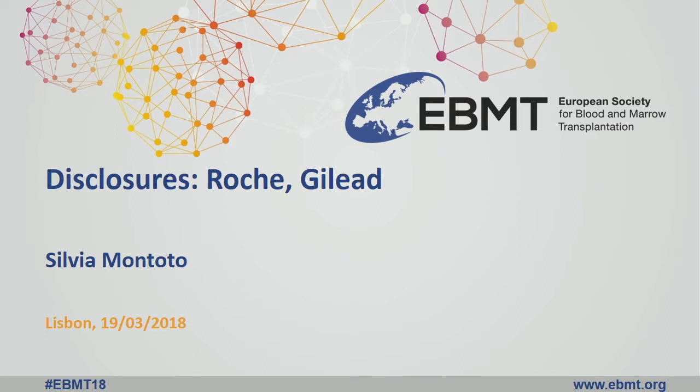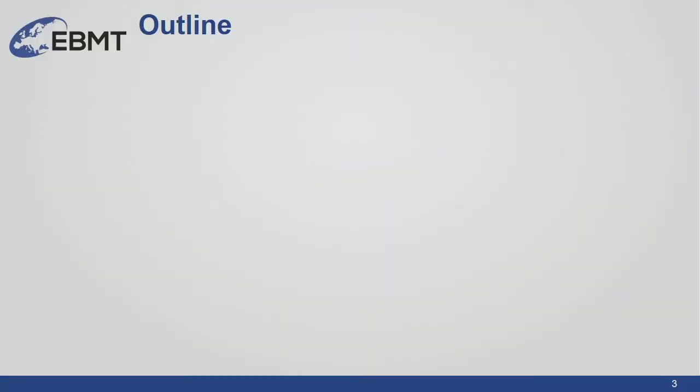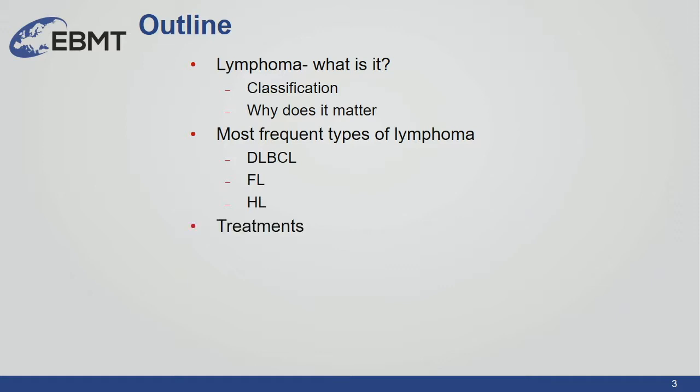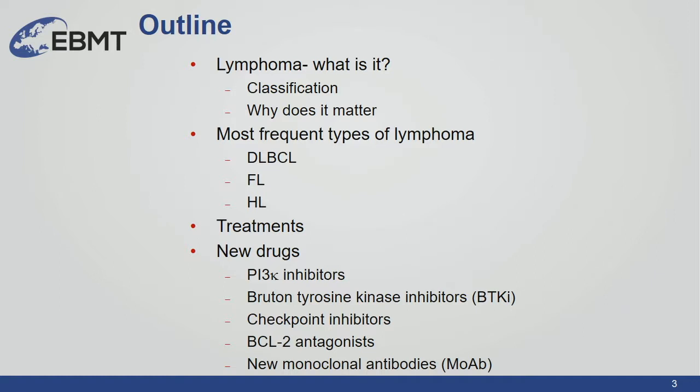So these are my disclosures. And this is the outline of my presentation. I will talk first about lymphoma, what it is, a bit about the classification of lymphoma, why we have changed the classification and why it matters. Then I will give some details about the most frequent types of lymphoma: diffuse large B-cell lymphoma, follicular lymphoma, and Hodgkin lymphoma. I will move on to treatments now, and I will finish talking about the new drugs, the different families of new drugs, such as PI3 kappa inhibitors, BTK inhibitors, checkpoint inhibitors, BCL2 antagonists, and new monoclonal antibodies.